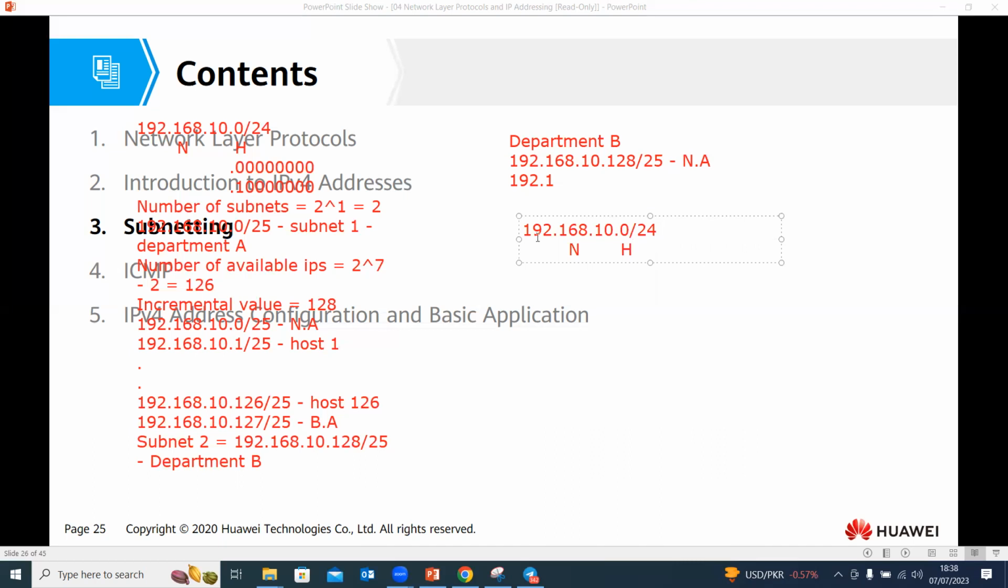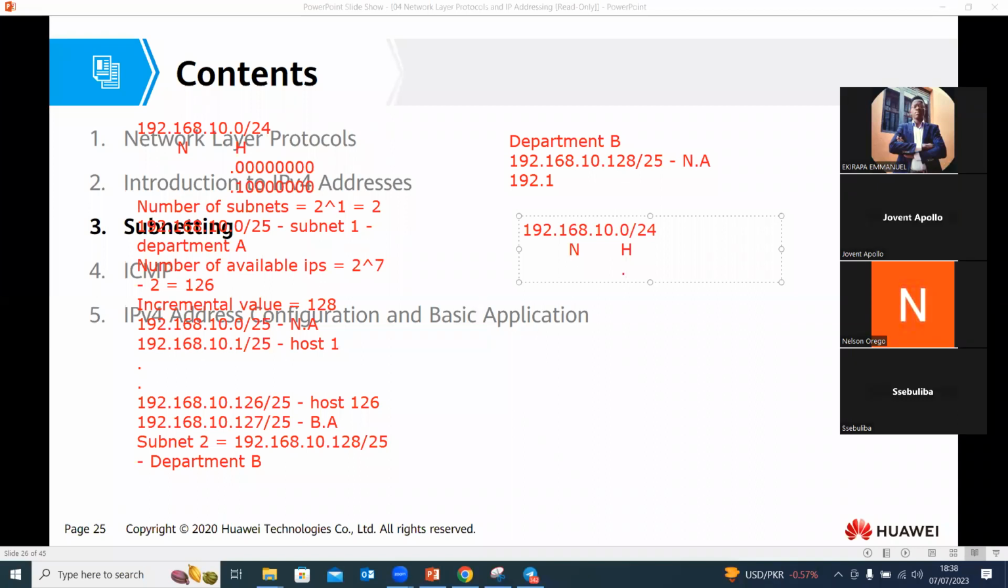Yes. So now we are going to focus on the host part, because the host part is where you find the IP addresses to use. From the host part, you realize that these are represented in bits. We shall have .0, 000. There will be 8 zeros. Those are the bits we have.